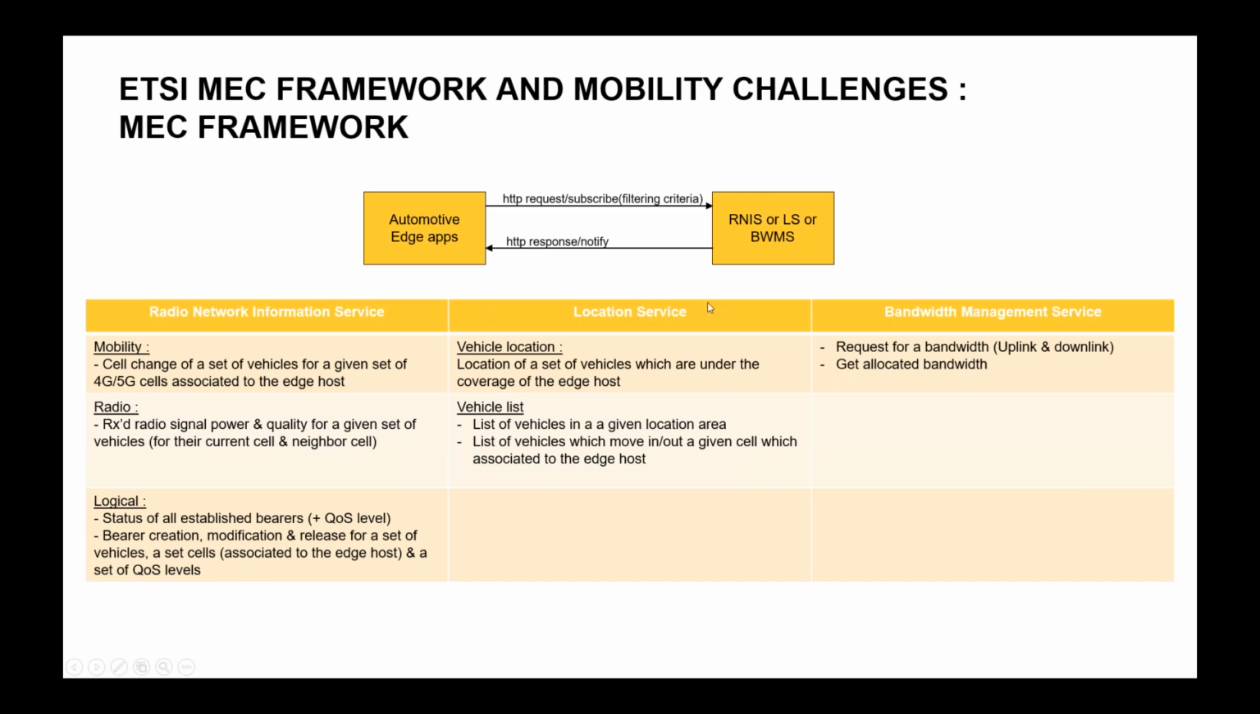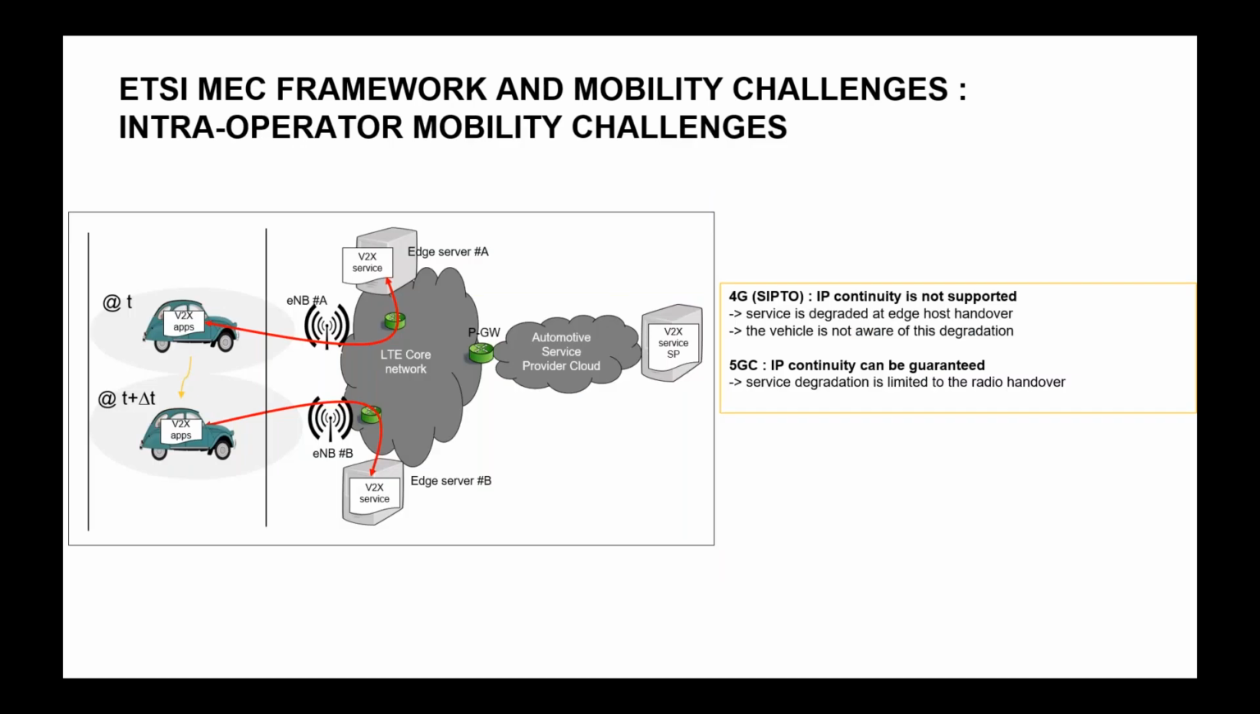You also have location services, which can tell you where my Renault cars are, for example, or you can ask, please tell me what are the vehicles in this given location area. And the third service which is available today is the bandwidth management service, which allows you to request a given bitrate, uplink and downlink. So this is what is standardized today.